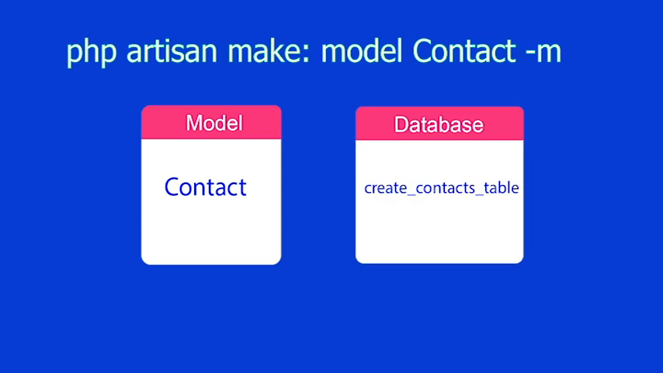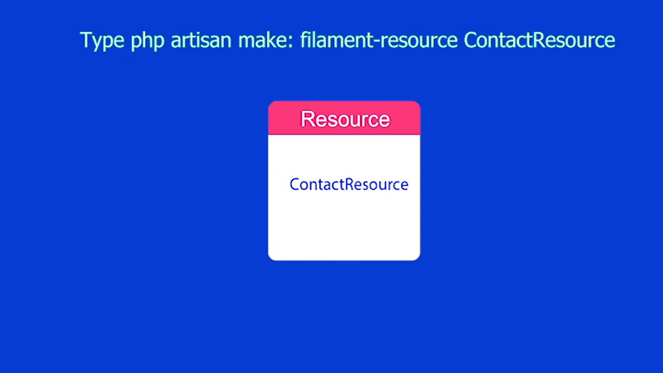Remember, PHP is case sensitive and follows the Pascal standard, so the first letter is always a capital letter. Contact, C is a capital letter. Type php artisan make:filament-resource ContactResource. Here C and R are capital letters. It will create a resource file where I am going to add the form and table.